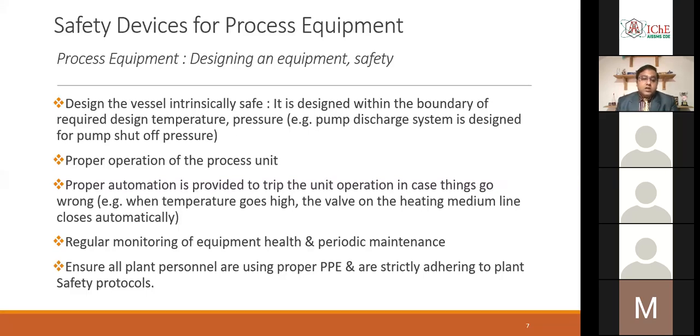And lastly, even after all this, we have to ensure all the plant personnel are using proper PPE and strictly adhering to the safety protocol. So again, if any one of you get the chance to work or to visit a hydrocarbon plant, you will see how critical and important it is to have proper PPE and to maintain the safety procedure.